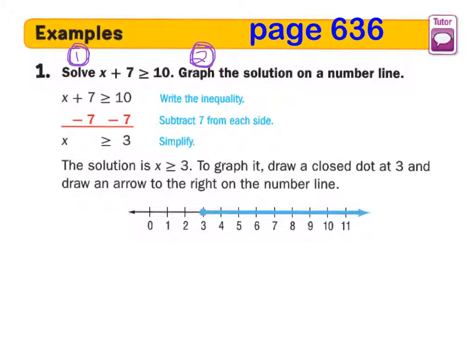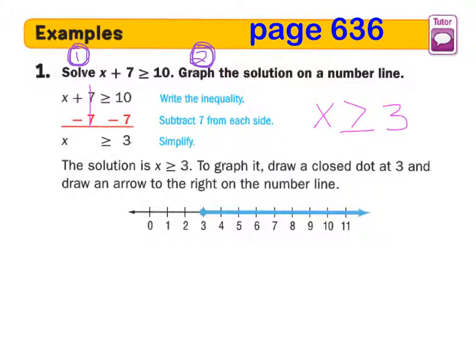So if we start off here, we need to get the variable all by itself. The 7 is attached to the x with addition, so we're going to subtract 7 from the left, which means we have to subtract 7 from the right. The 7's will cancel, leaving us with x. And now instead of bringing down the equal sign, we just bring down the inequality sign. We don't make any changes. We don't flip it. We just leave it as it is. And then 10 minus 7 is 3. So our answer is x is greater than or equal to 3.